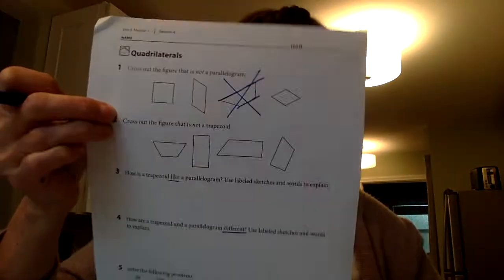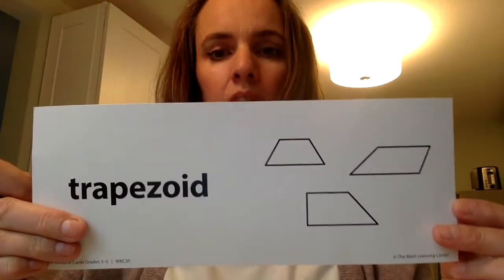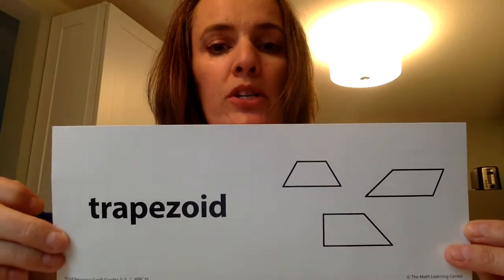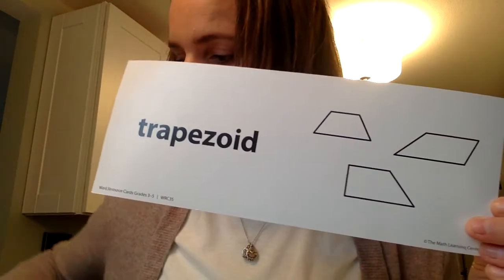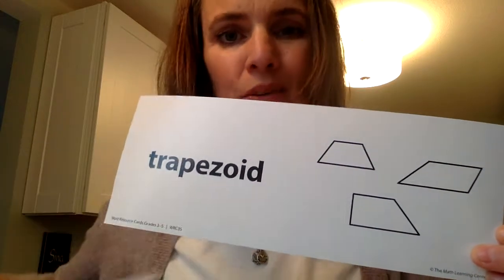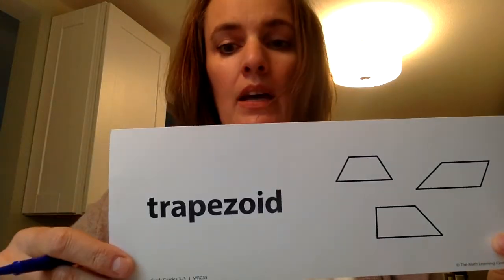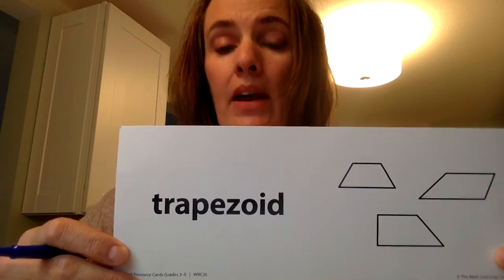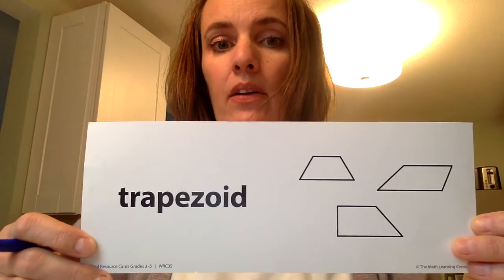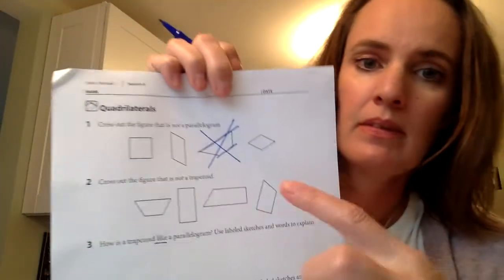Okay, let's look back at our definition of trapezoid. Two-dimensional flat shape with 4 sides. Well, we know they're all quadrilaterals. We know they all have 4 sides, right? Exactly one pair of which are parallel. So with a trapezoid, we're looking for a shape that has one pair of parallel lines.